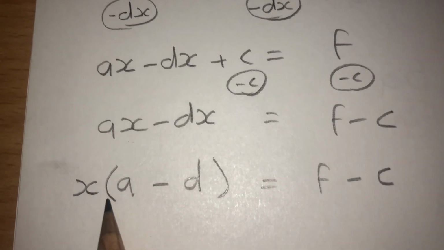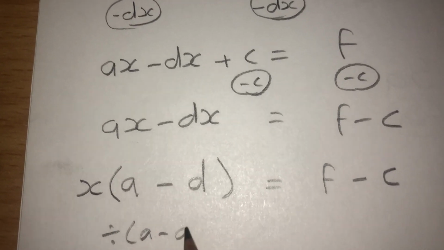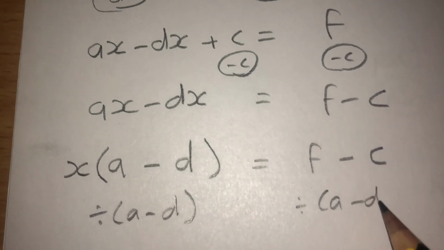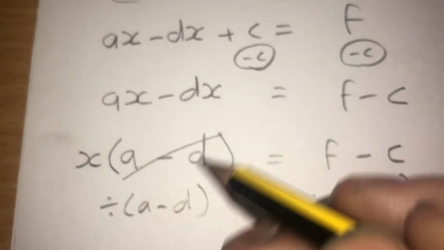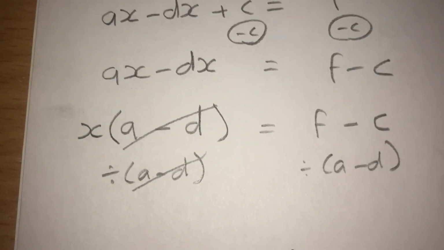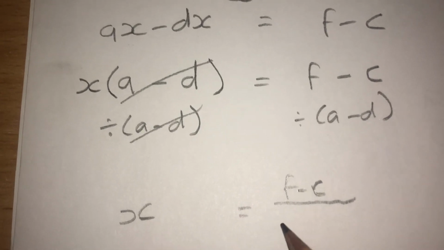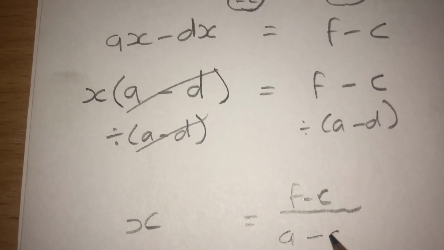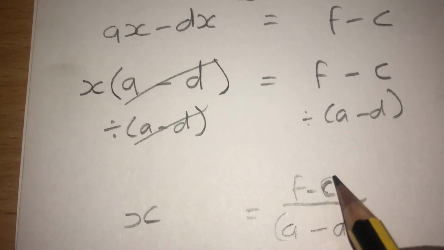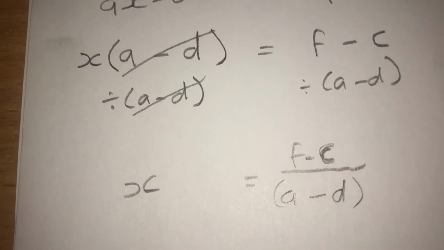And now, because this entire bracket is multiplying with the x, I'm going to divide by this entire bracket. Remember, if I do that to the left, I have to do it to the right hand side also. So by dividing by that entire bracket, it cancels out, so I'm left with x on its own on the left, which is what we want, is equal to f minus c all over a minus d, because that is the bracket we divided by. You can keep the bracket in there if you want, but you don't need it once you've carried out the division. So x is equal to f minus c all over a minus d.